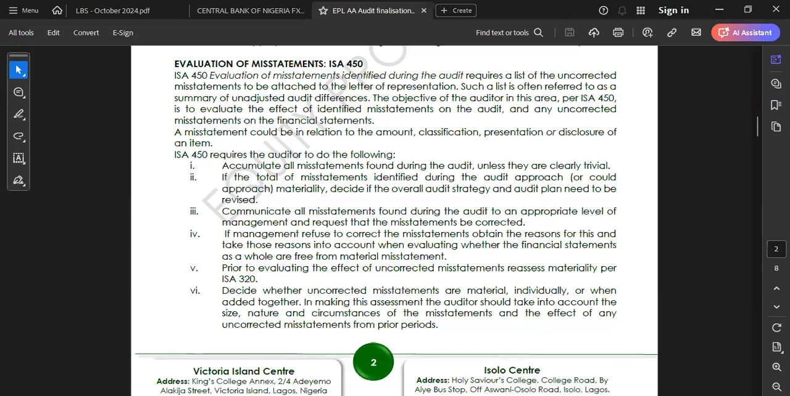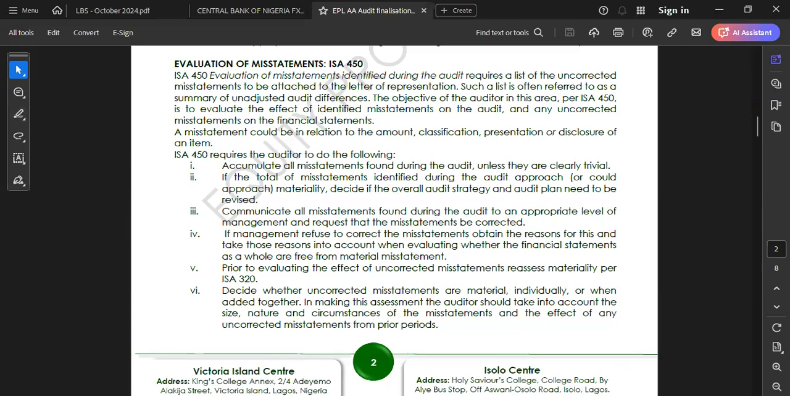Then the next thing that the standard is saying is that all these misstatements should be communicated to management. Now the auditor has identified them, listed them, and summed them up. The auditor will not keep quiet. The auditor will go to management: I have some misstatements that I've discovered, even though they are not material and might not have an effect on the financial statement. But when I sum them up, they are close to being material. Now, I want you as management to look at this, and if need be, you need to correct this.